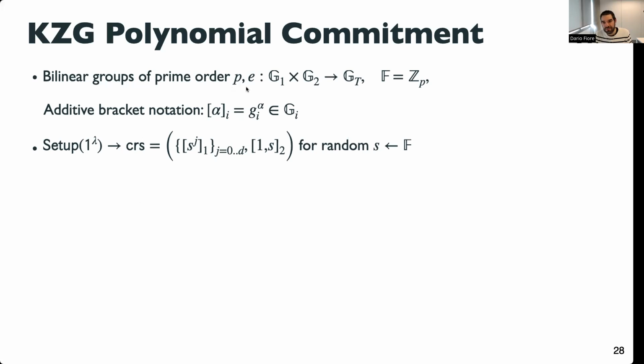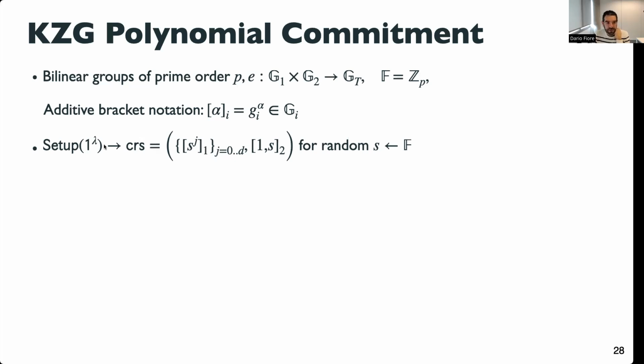So here, it's maybe more important to set up the notation that I'm using so that you can follow the next slides. We are using bilinear groups of prime order p, and I'm using additive notation and bracket notation for group elements, for some fixed generator. If you have a group, let's say G1, and its generator little g1, to denote g1 to the power of alpha, we use this bracket notation where we put alpha inside the bracket, and the subscript refers to which group we are in. And I'm modeling everything as additive groups and additive operations.